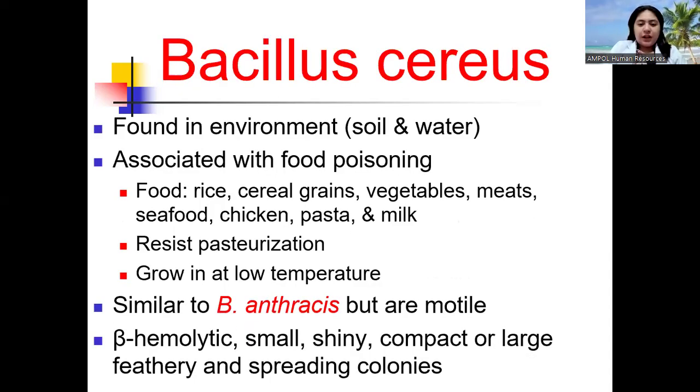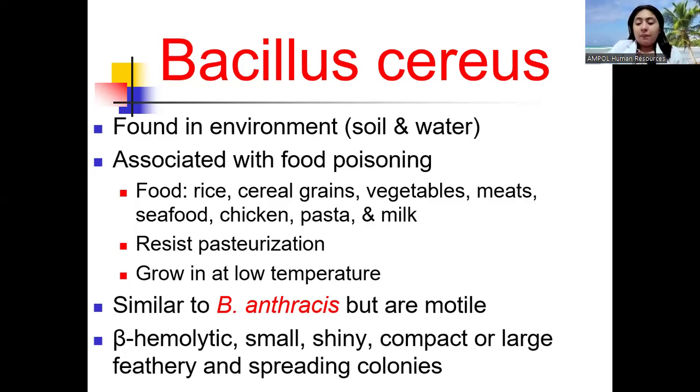So your Bacillus cereus naman, the same with Bacillus anthracis, can be found in soil and even water. Compared with anthrax, Bacillus cereus causes only food poisoning. Food such as rice, cereal grains, from the name itself, cereus, cereal grains, vegetables, meats. And they resist pasteurization. They get through the ultra high temperature, short time pasteurization or sterilization process of dairy products. They resist that because again, of the presence of spores.